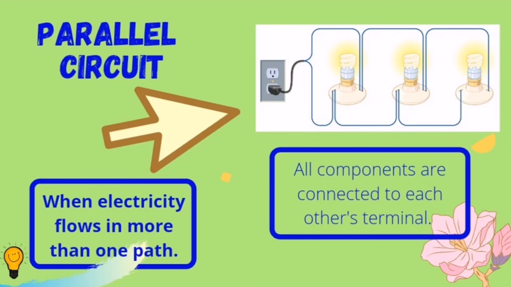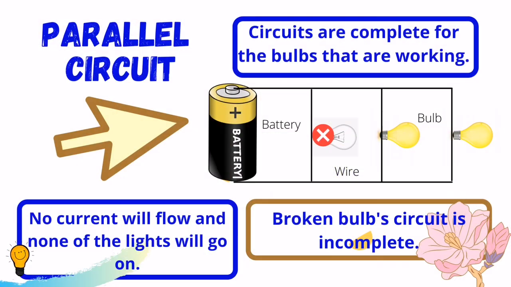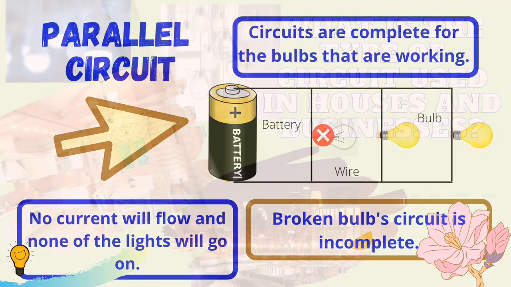Look at the example. Each bulb has its own path for electricity, so the bulbs in a parallel circuit are brighter than in a series circuit. The electricity in a parallel circuit will continue to flow as long as the switch is on. If a bulb breaks or goes out in a parallel circuit, the other bulbs will not go out because they are not on the same path as the broken bulb. Therefore, the circuits are complete for the bulbs that are working, but the broken bulb's circuit is incomplete.